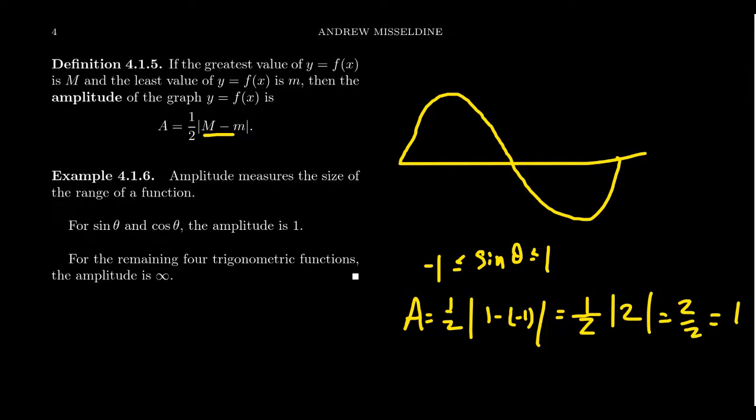So for your typical sine function, it's going to go 1 above the x-axis and 1 below the x-axis. And it does that about equally likely. Cosine does the same thing. Cosine is bounded above by 1. It's bounded below by negative 1. So the amplitude for cosine is likewise going to equal 1.